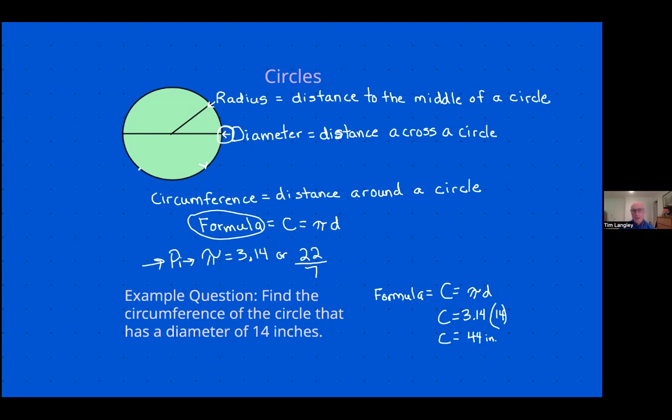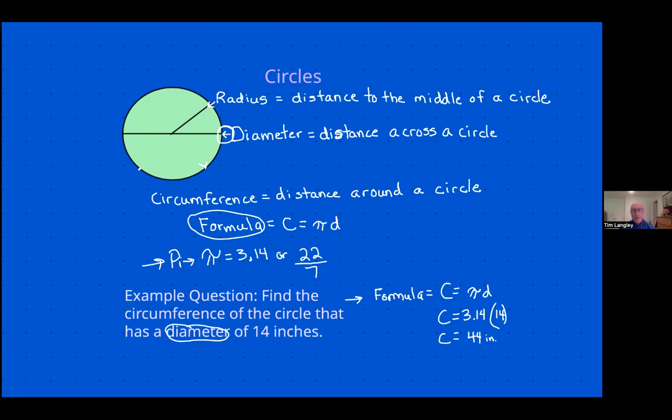Okay, let's take a look at a sample question. Find the circumference of the circle that has a diameter of 14 inches. Okay, now I'm going to model good practice. I'm going to circle the word diameter. So it says it has a diameter of 14 inches. That's the distance all the way across. Okay, and over here to the right, at the bottom of our screen, I've written out the formula again. Formula: C, circumference, equals pi times diameter. That's my magic formula.